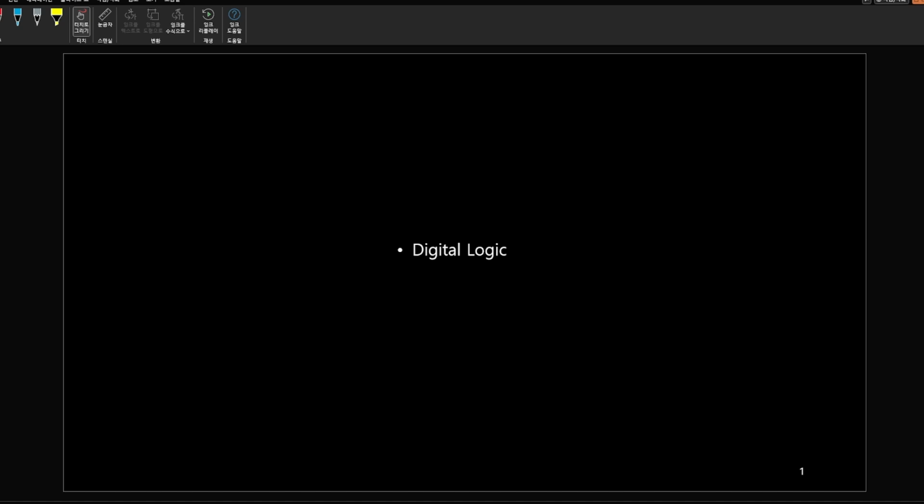From now on, I will explain the basic steps when working with a MELSEC PLC program. The first topic is digital logic. We will discuss what a digital system is using digital logic, as well as binary numbers, numerical systems, and logic gates like NAND and OR.